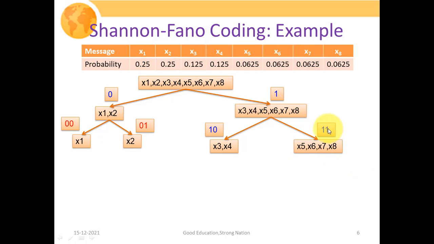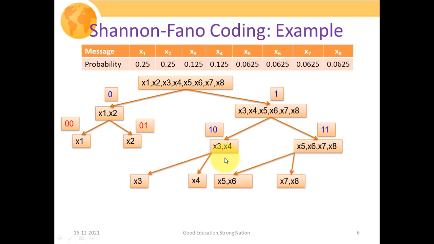Then again we have to follow that particular process. So x3 and x4 will be further divided into x3 and x4, and similarly if we talk about x5, x6, x7 and x8, when we sum up x5 and x6, the probability is almost equivalent to that of x7 and x8. Here I am using the word almost most of the time because this is the general case, but in this specific example we get the case where all these probabilities are equal.